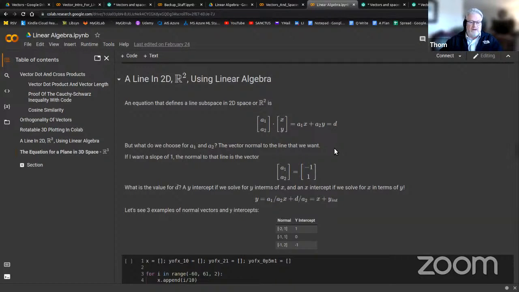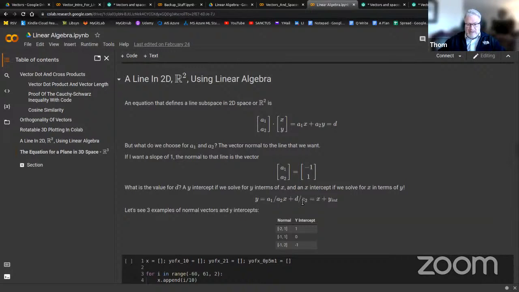Let's say we want to define a line. Okay, great. Well, what if I want a slope of 1? The normal to that line is the vector -1, 1. Remember, it's got to be perpendicular. So here's the line. And if the normal points this way, I can go -1 in X and +1 in Y. Well, what is the value for d? Well, if we know a Y-intercept, if we solve for Y in terms of X, and an X-intercept, if we solve for X in terms of Y, we can do it either way.